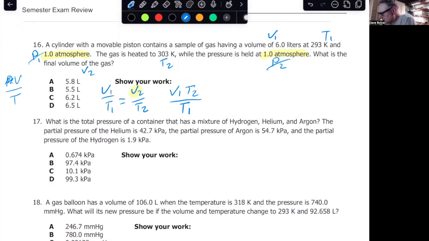All right, so let's plug and chug here. V1 is 6, so that's good. T2 is already in Kelvin. How convenient. So 303 divided by my T1, which is right here at 293. I am going to throw that into my calculator and end up with somewhere between 6 and 7 liters. You'll have to figure that out. Just go ahead and round that to 2 decimal places and you're good.